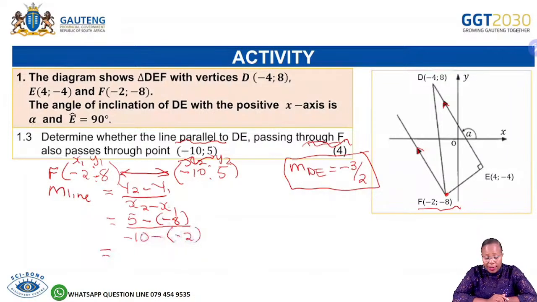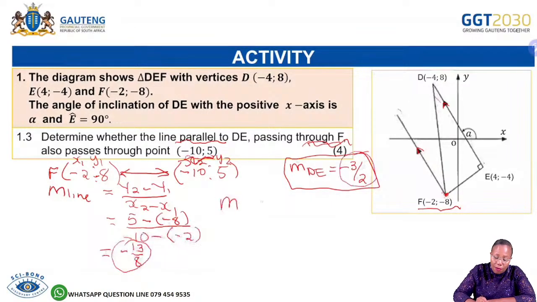And then if we look at the gradient of this line, this is giving us 13/8. It's a negative gradient, 13/8 there. Now we are comparing this with the gradient that we have there. Do we have the same gradient? No. That means if it is not the same gradient, this point does not lie on this parallel line here. Because if it lies on this parallel line, it must give us the same gradient. Therefore, the M of a line is not equal to the M of DE.